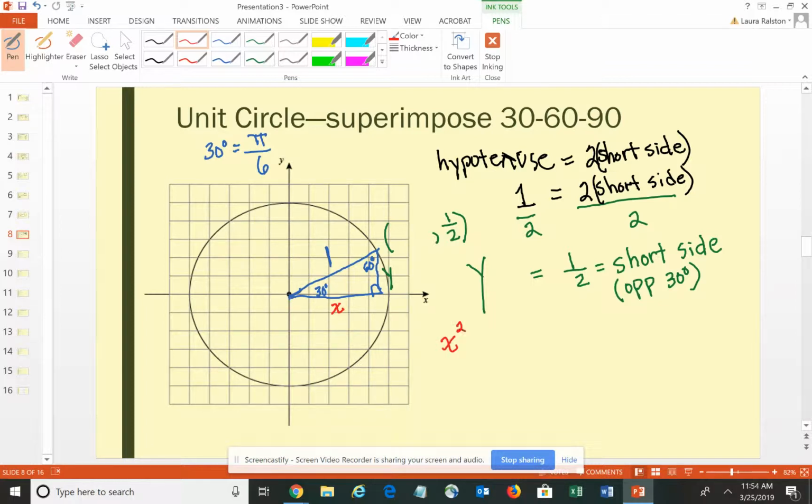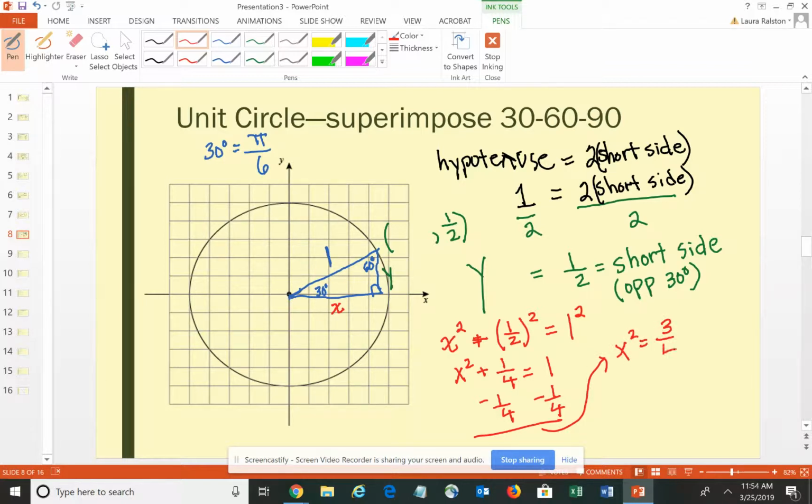So I would have x squared plus 1/2 squared, that's our short side, equals 1 squared. So I have x squared plus 1/4 equals 1 whole. I'm going to subtract 1/4 from either side so that x squared equals 3/4. I'm then going to square root both sides, so I have square root of 3 divided by square root of 4, which simplifies to square root 3 over 2. So the x-coordinate of my ordered pair that corresponds to this point is the square root of 3 over 2.